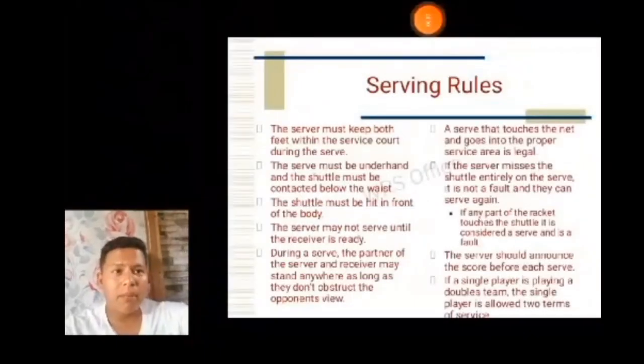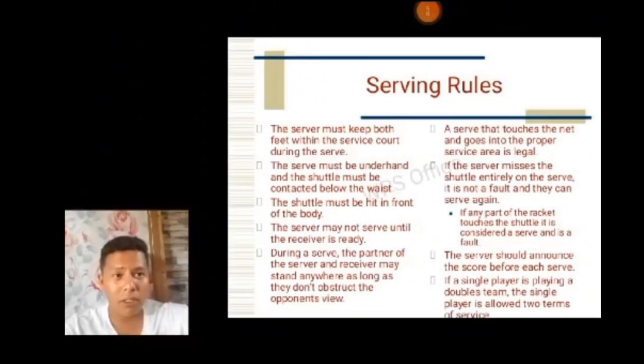That's all. Good day, ma'am. My name is Eden Rosel, and this is the continuation of the report of Mr. Reyes. My topic is all about serving rules.